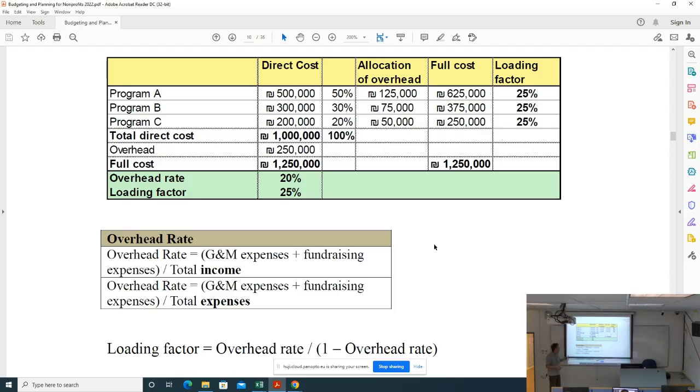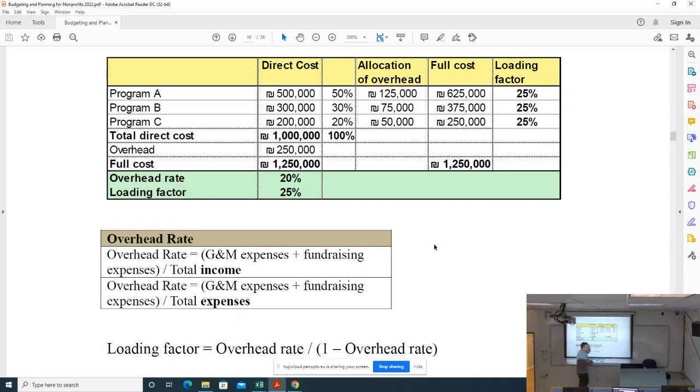So how do we calculate the overhead rate? The overhead rate is defined as the overhead. And here I wrote explicitly, just to make sure that we all remember, that overhead includes, on top of the general and management expenses, also the fundraising expenses. Fundraising is defined as overhead. It may be obvious, but I wrote it explicitly. So we have general and management plus fundraising, divided by total income.